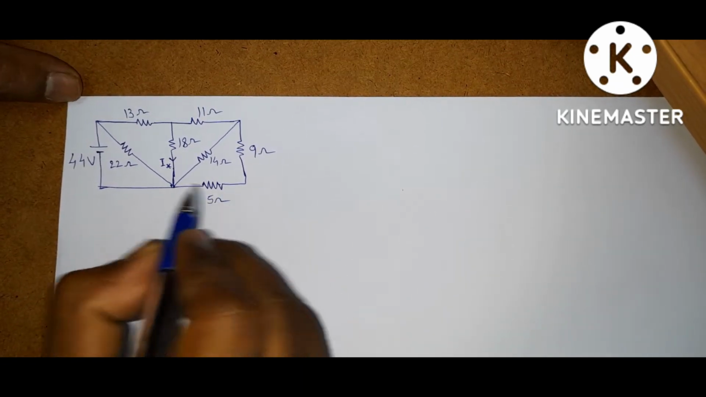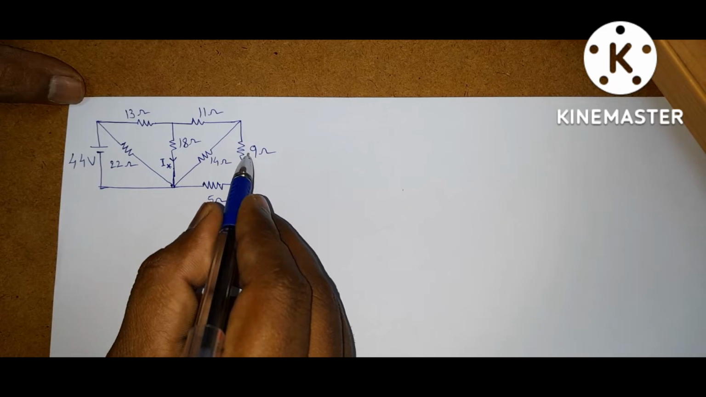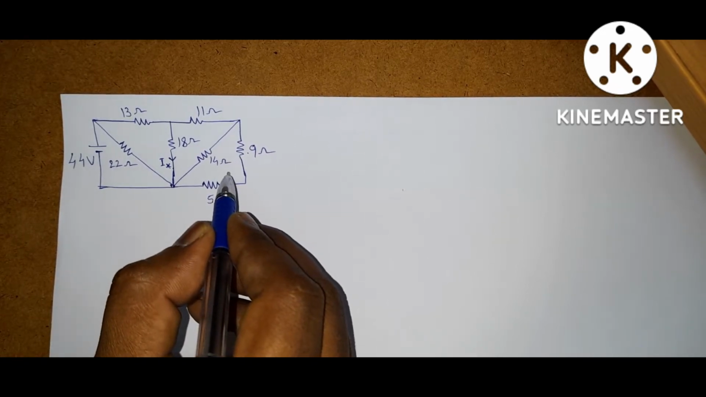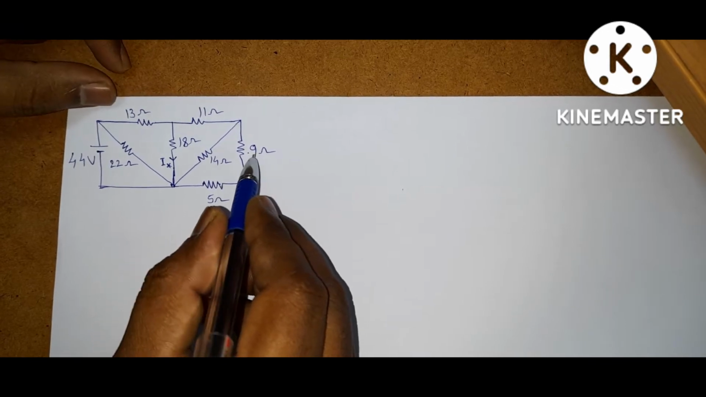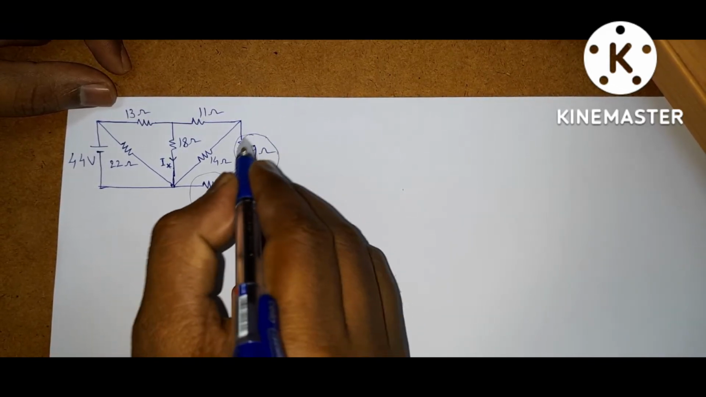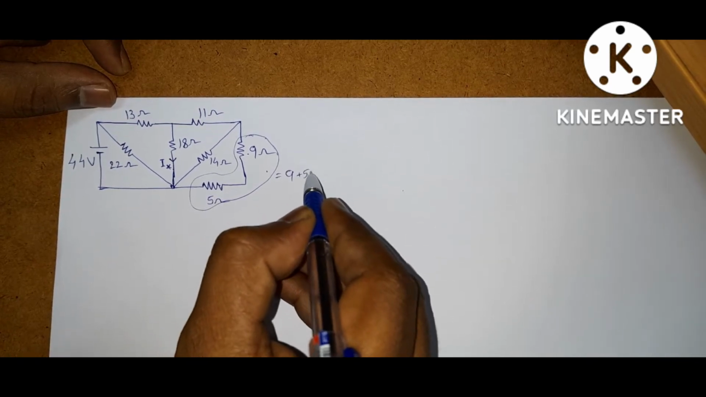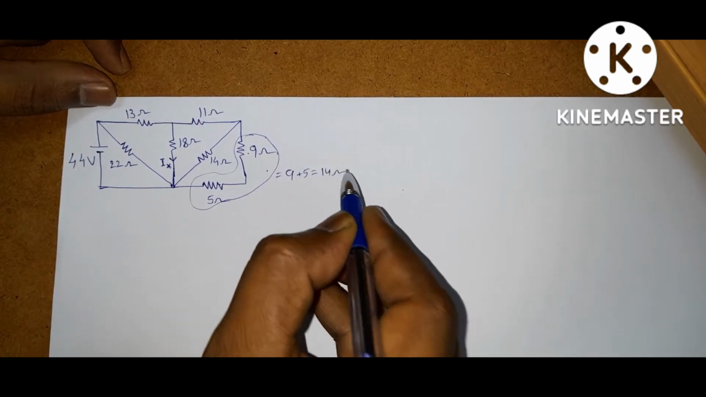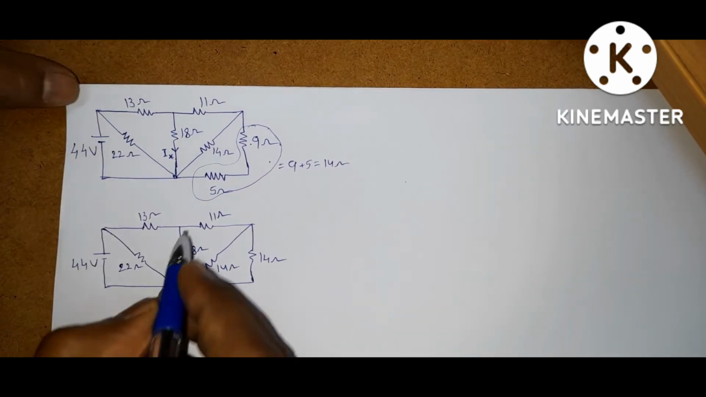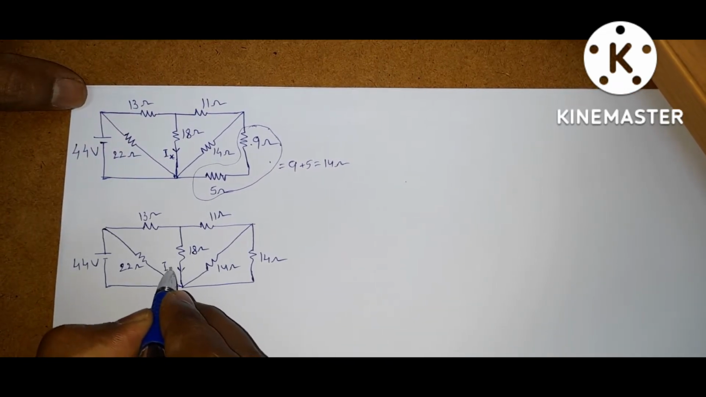If you observe here, this 5 ohms and 9 ohms are in series. If two resistors are connected in series, what is the equivalent? Equivalent is the summation of the two resistors. So the equivalent for these two resistors is 9 plus 5, that equals 14 ohms. Then the circuit becomes like this. This is the Ix, unknown current.